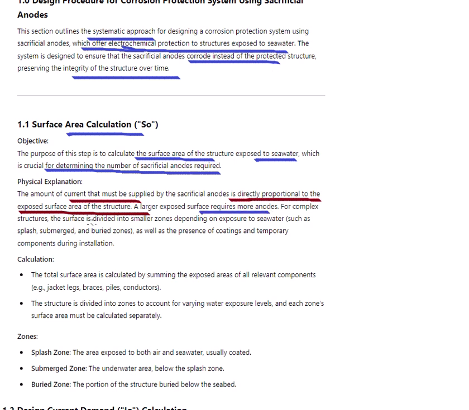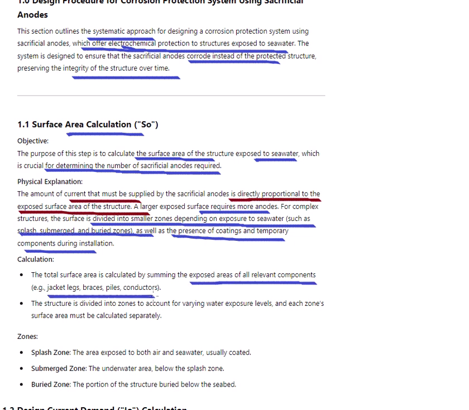For complex structures, the surface is divided into smaller zones depending on the exposure to seawater, such as splash, submerged, and buried zone, as well as the presence of coatings and temporary components. The total surface is calculated by summing up the exposed areas of all relevant components: jacket, leg, brace, wires, connectors. The structure is divided into zones to account for varying water exposure levels.